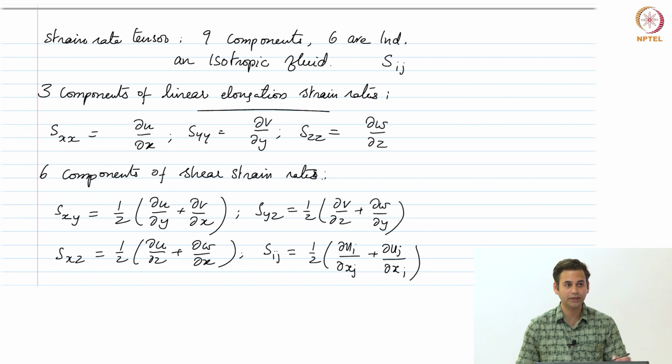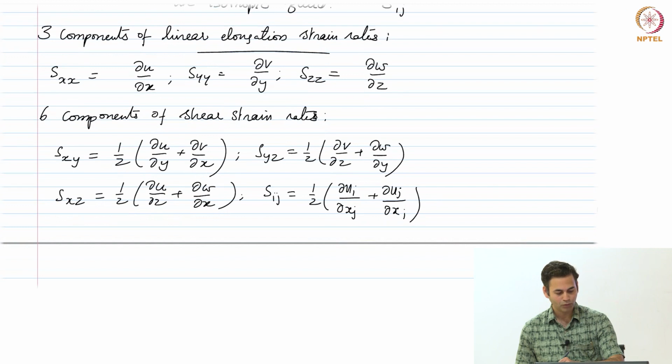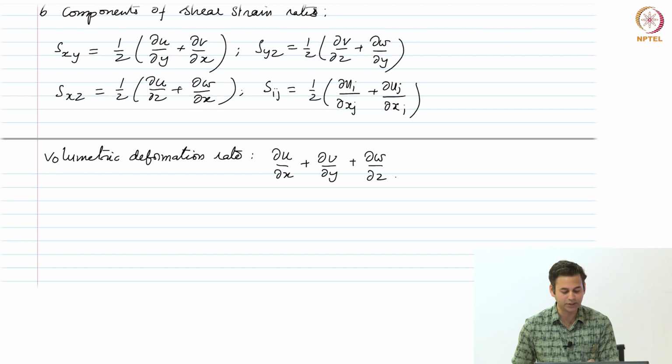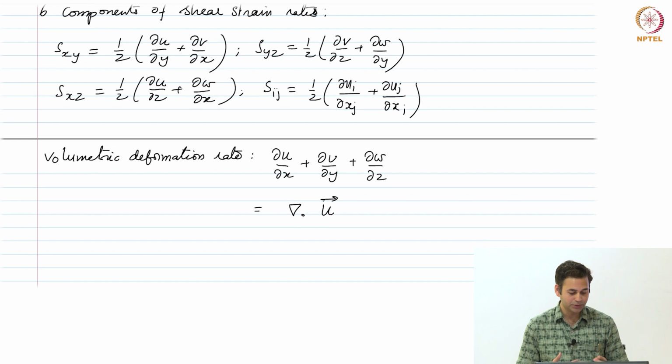So we have all these strain rates that we get, and of course we have this additional volumetric deformation rate, which is given by what? Which is the sum of partial u partial x, partial v partial y, and partial w partial z, right? So in a convenient form, we can write this as del dot u bar, which would be 0 if you have an incompressible fluid or incompressible flow, and which is not 0 if you have a compressible fluid, right. Okay, we are still talking about a general compressible fluid, okay.